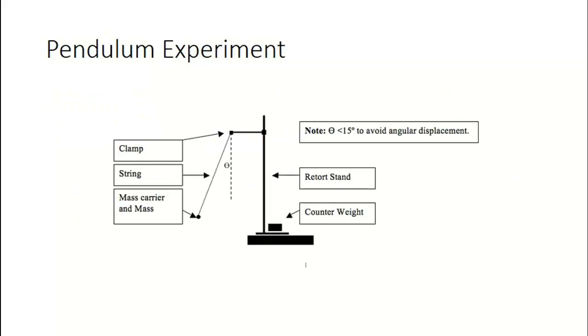So this is pretty much what your experimental setup should look like. You've got a retort stand with an appropriate clamp attached. You have a piece of string being tied to that clamp with a mass or mass carrier being attached to that string. You've got the string being displaced at an angle of less than 15 degrees from the vertical, and you've also got a counterweight on the base of your retort stand to ensure that your retort stand does not shift during the oscillation of the pendulum.